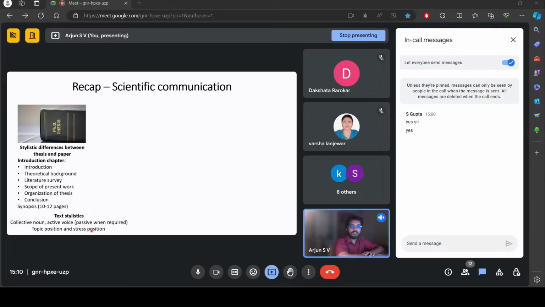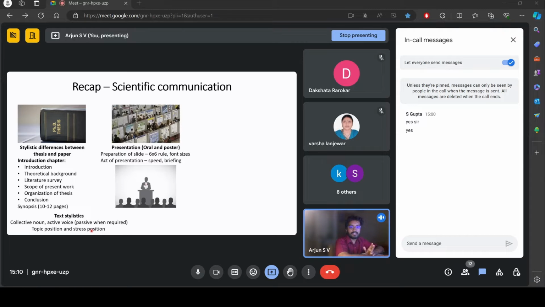And by speaking, what I mean is presentations of your work, either in the form of an oral talk or in the form of a poster. There are certain common rules which you need to follow while presenting an oral talk or when you are formulating a poster, and this can be classified into different categories.